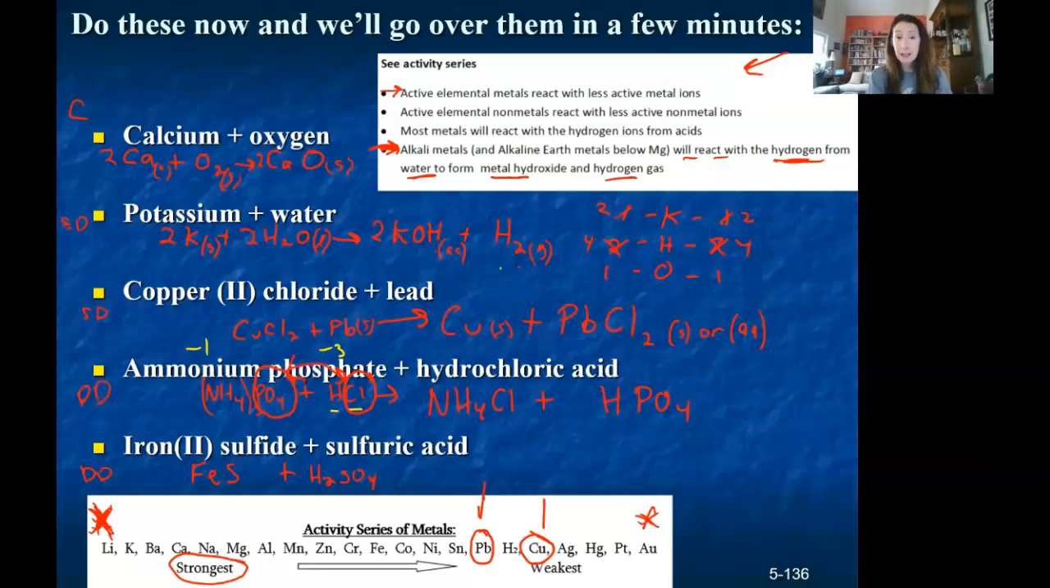Okay, so then we need to balance the charges. Well, this one's a +1, this one's a -1, so we don't need any coefficients. H is a +1, phosphate's a -3, so we need to put a 3 here so they balance each other out, right? And that's what we did first exam, so we should be all good with that.